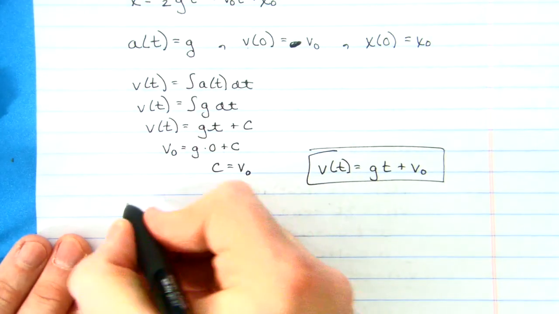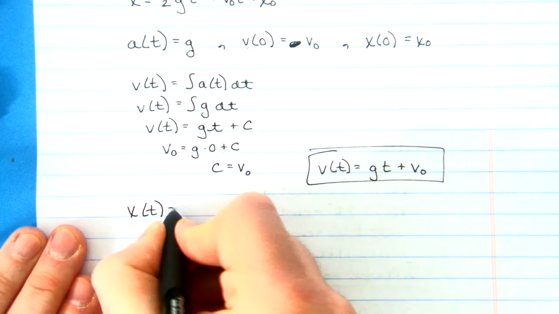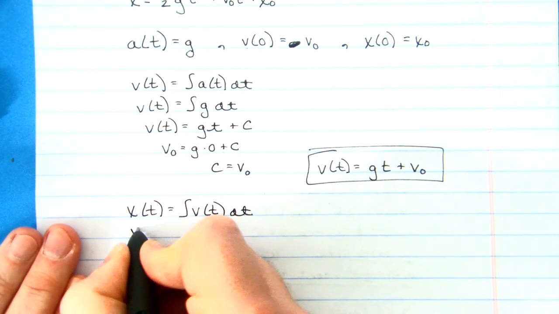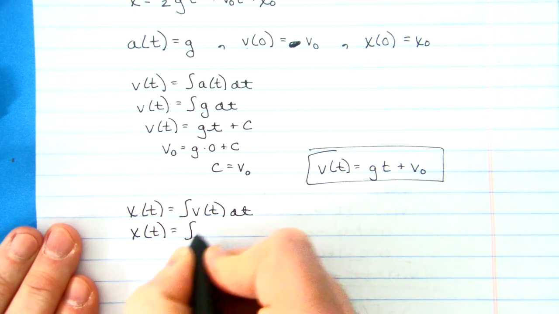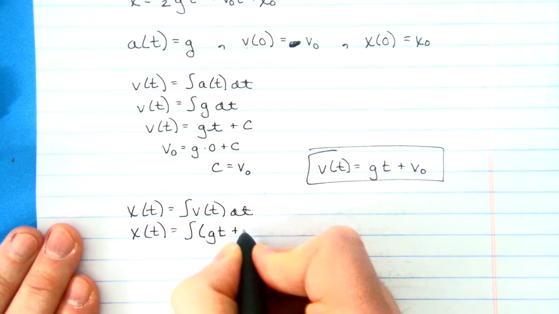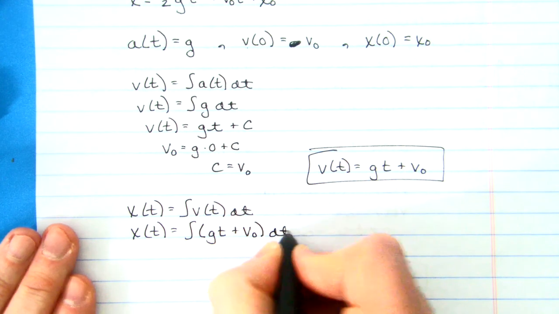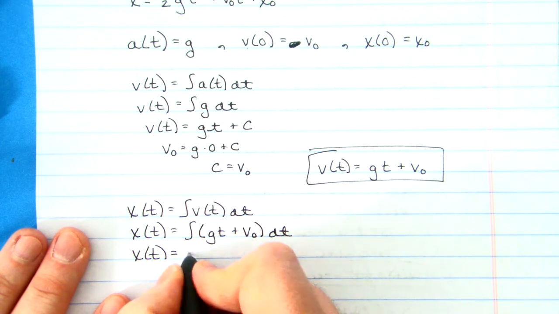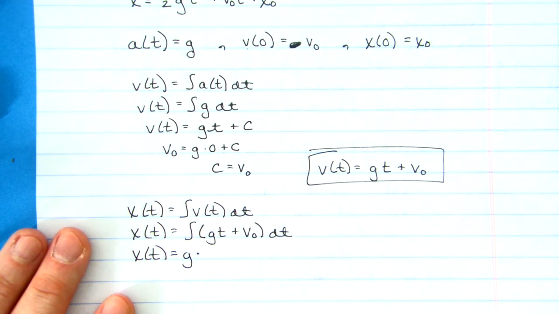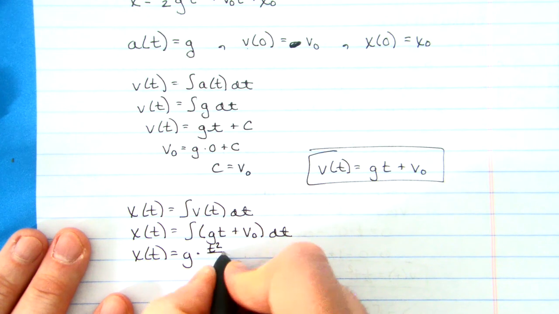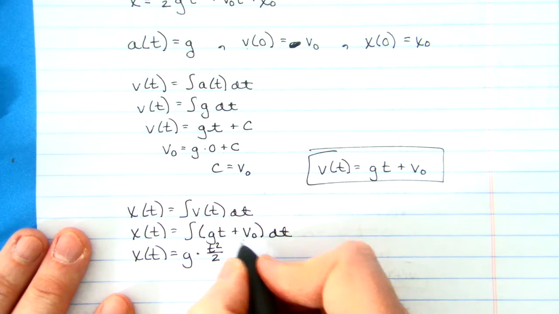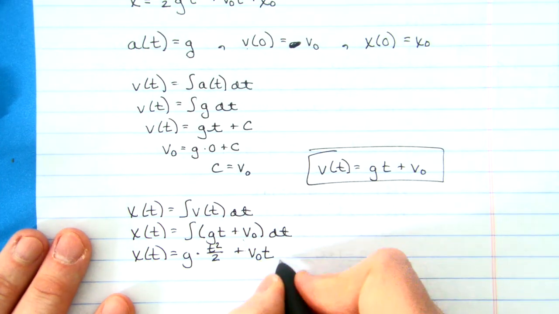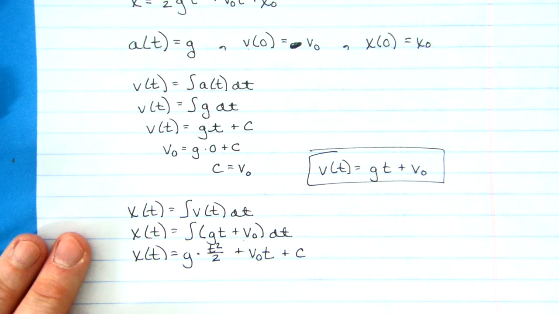To get my position, I'm going to integrate again. X of t equals the integral of v of t dt. X of t equals the integral of gt plus v naught dt. X of t equals, well, g is a constant that I'll leave out front. Integrate t, you get t squared over 2. Integrate v naught, it's a constant. You get that constant times my variable, times t. At the end, we get another constant.